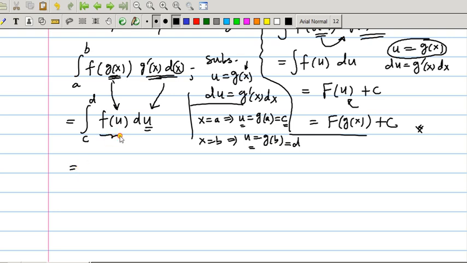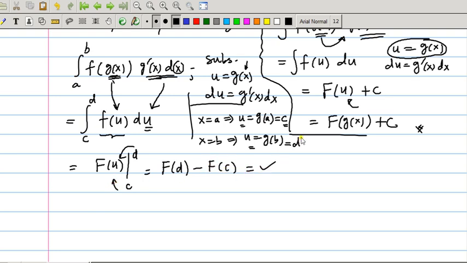Now if I integrate this, I get F of u. But because it's a definite integral, when we integrate, we just put the limits from c to d. Now I can replace the limit inside: F of d minus, now we put c, so F of c. That's my answer. That's it.